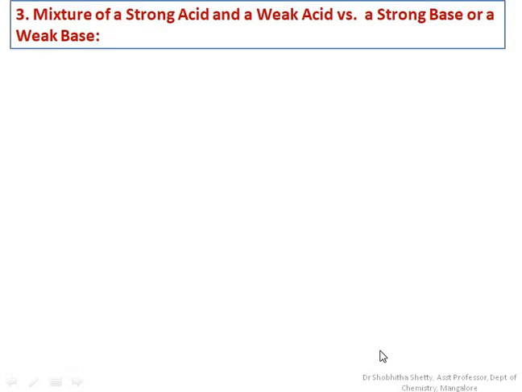Next, one more case that we are going to discuss is a mixture of acids, that is strong acid and weak acid versus strong base. Now, we have discussed strong acid versus strong base as well as weak acid versus strong base. So when we take a mixture of acids together, both acetic acid and HCl in the beaker, what happens? Among the acid mixture, the strong acid, which dissociates completely and readily, will react with the base first.